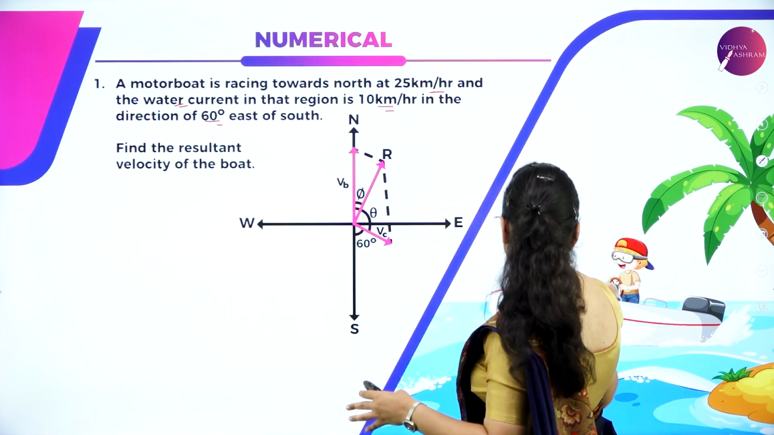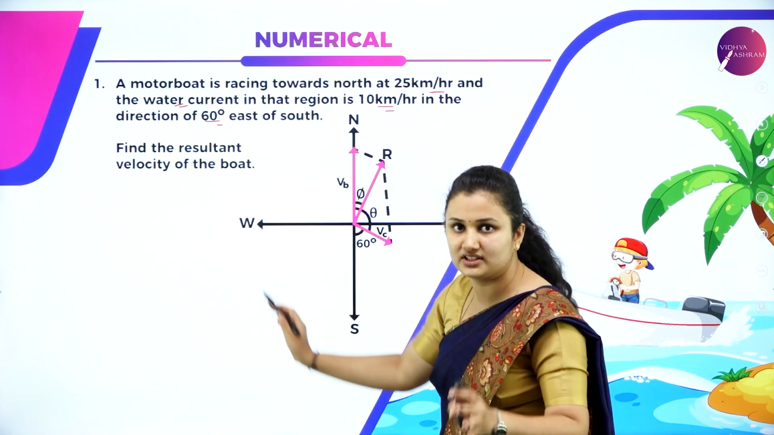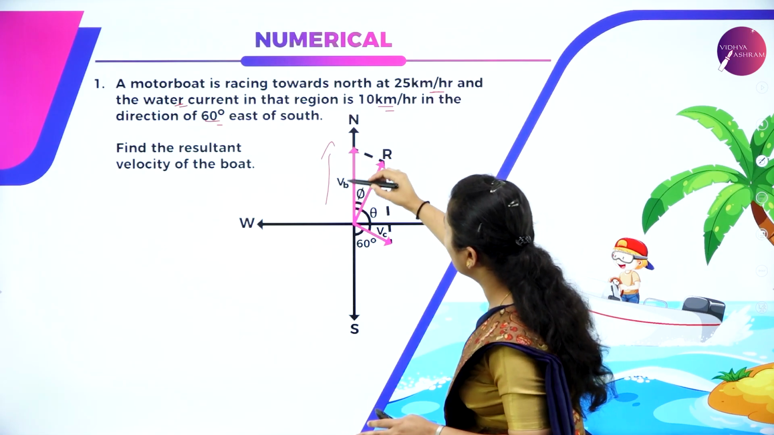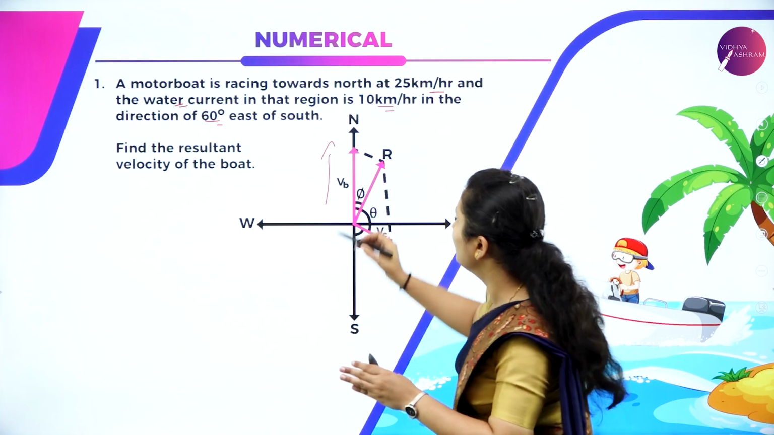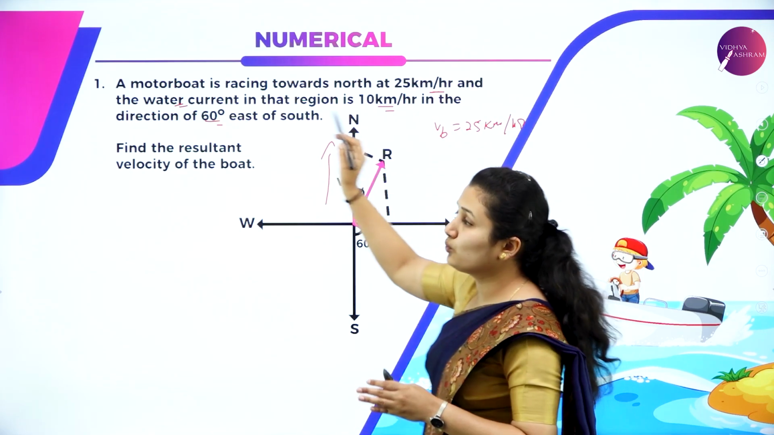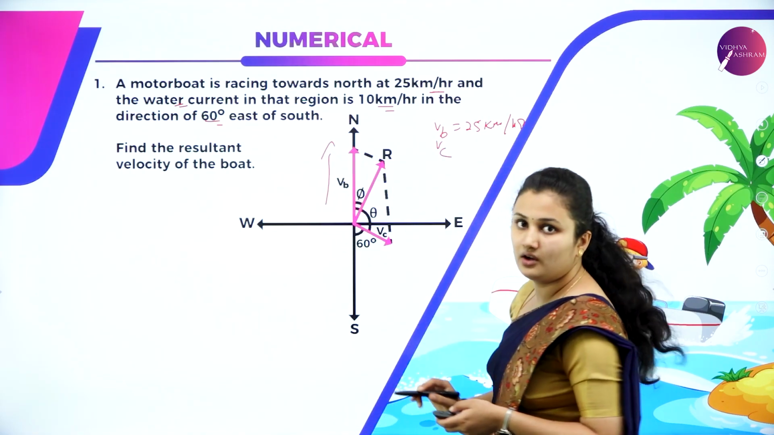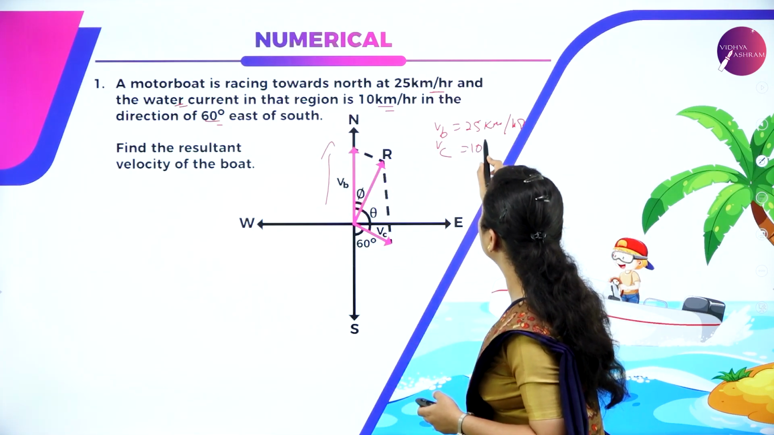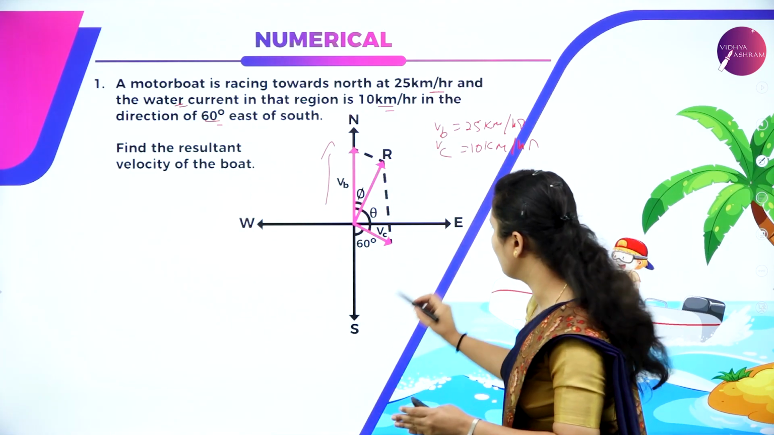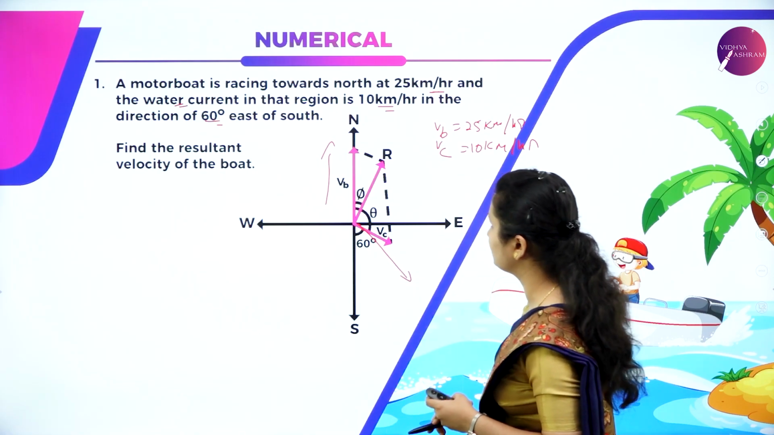So I have a motor boat. You can see here a picture of the motor boat. The motor boat is racing towards north. This is your north, south, east and west. You know the directions. So the motor boat is racing towards north at 25 km per hour. I will consider it as VB, the velocity of boat towards north. VB is 25 km per hour. And the water current, let us take it as VC, the velocity of water current in that region, is 10 km per hour. And it is given the direction of 60 degree east of south. This is your east, this is your south. So it is moving in this direction, east-south.